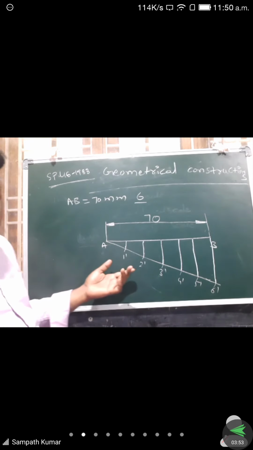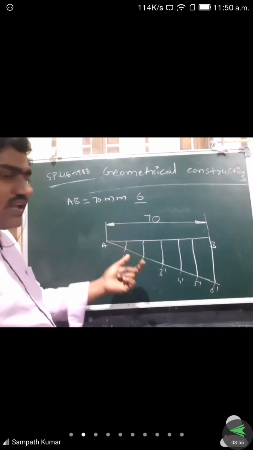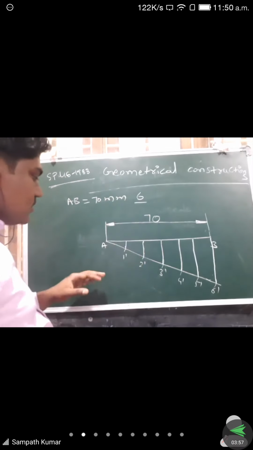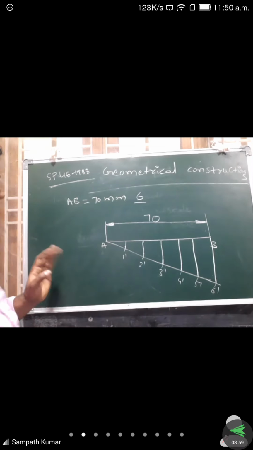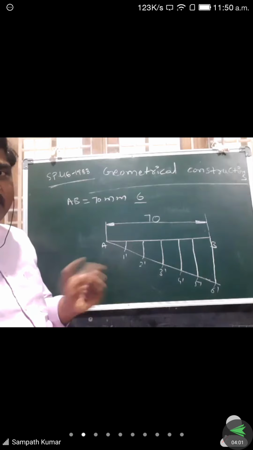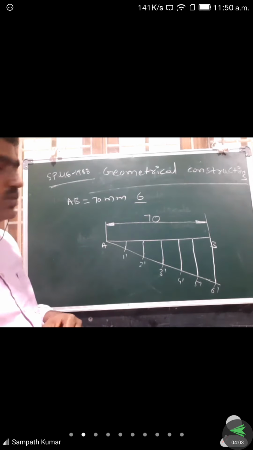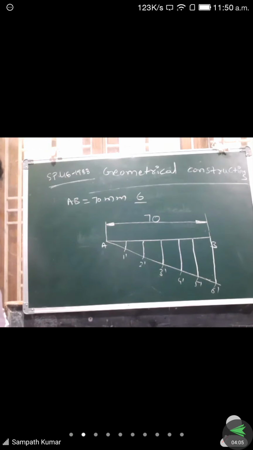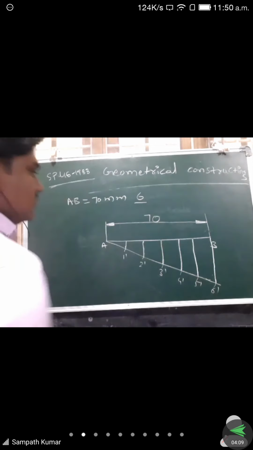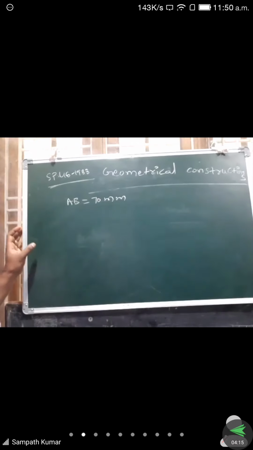Next. This is how we already discussed dividing a line into a number of equal parts. Yes or no? Then we have to go for how to bisect a line into 2 equal parts. How to bisect a line. We already discussed this, didn't we? Yes or no? Yes. Okay. Then we have to go for how to bisect a line.